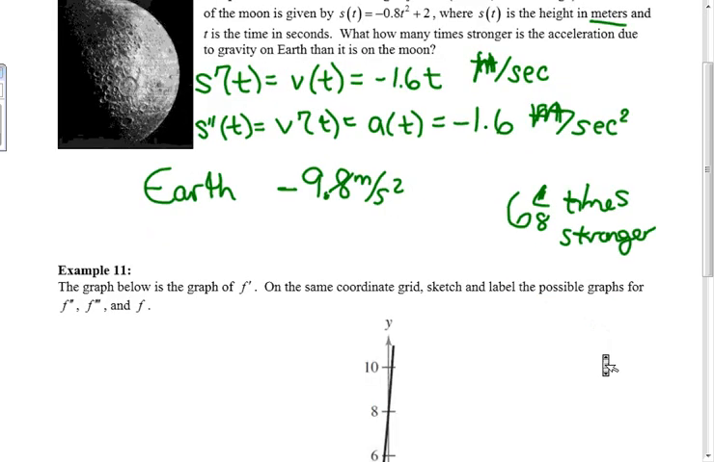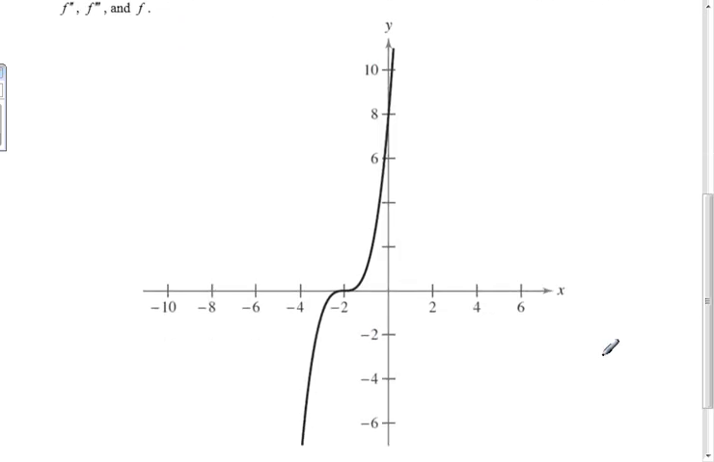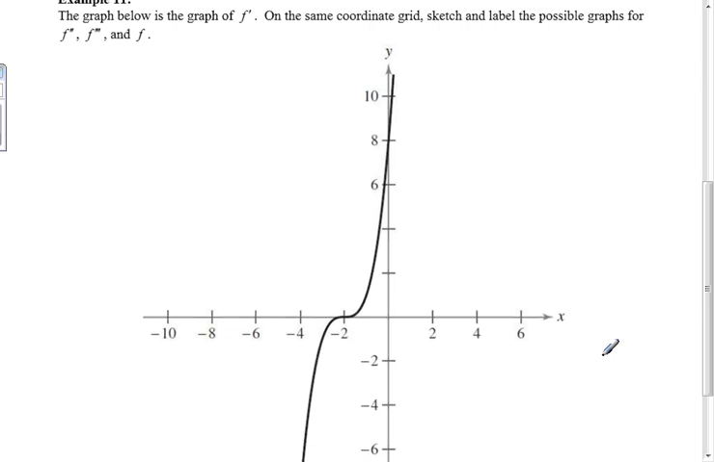Okay, one more. Bear with me for one more. Of course, we always read directions. So it says the graph below is of f prime. Okay, this one's f prime there. So let's sketch and label. Let's start with the two derivatives there. F double prime. So that's just graphing the slopes of this function.